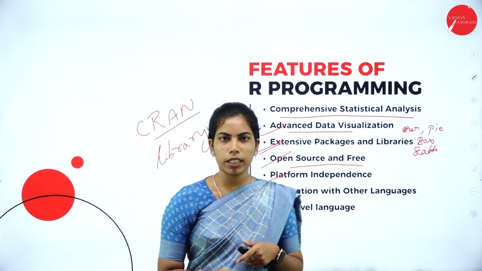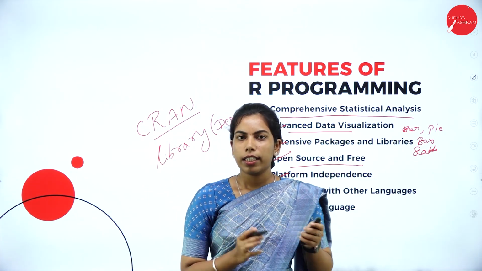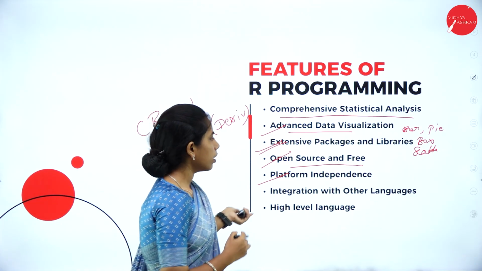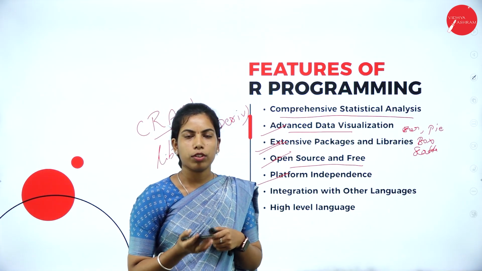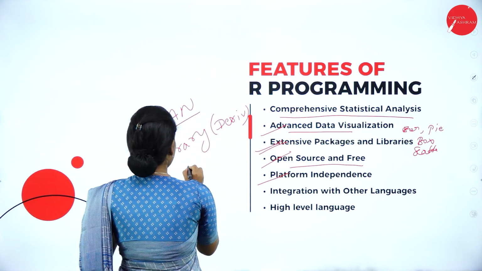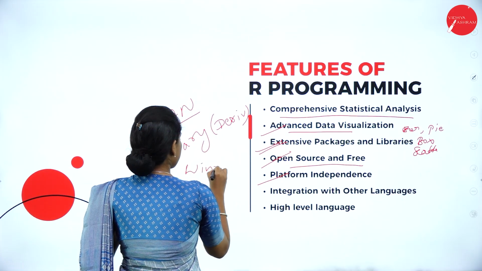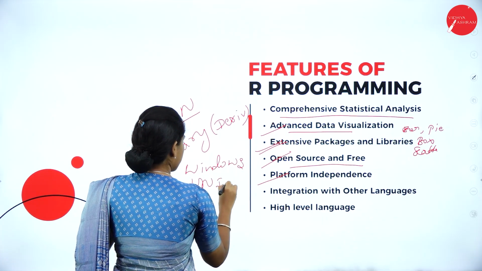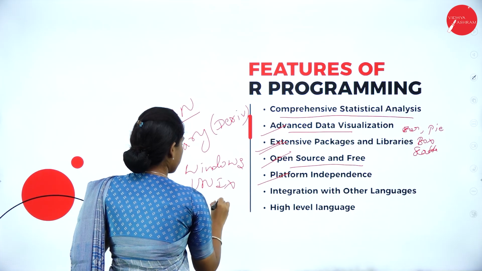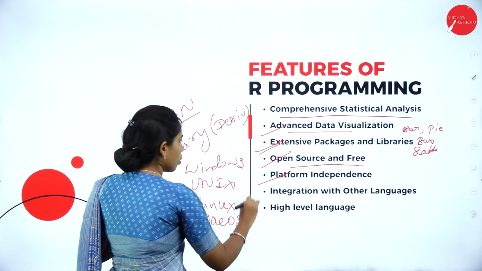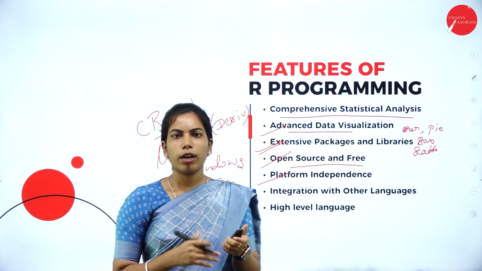Here you can see platform independent. Platform independent means it doesn't depend on any one operating system. So we can run R on what? Windows, Unix, Linux, and also Mac OS. So that's why it's platform independent.